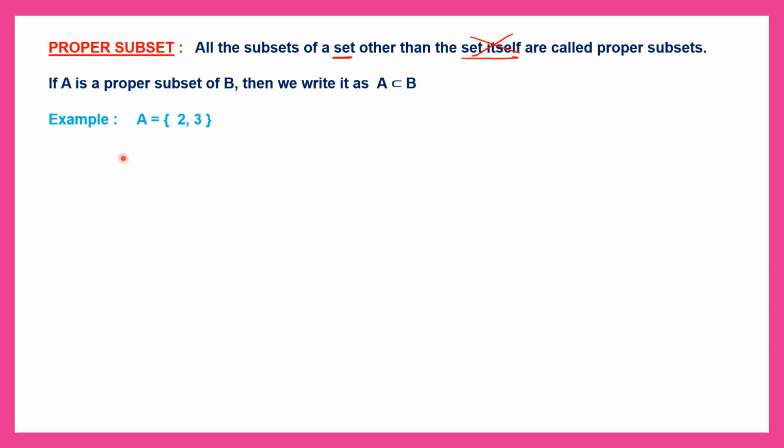So here, if we take an example, A is equal to 2 and 3, then what will be the proper subsets? Like I said, start with an empty set, then write the first element, write the second element. Now, if we are writing subsets, we write this whole set also, isn't it? Because every set is a subset of itself. But when you're writing a proper subset, you must not write the set itself. So the proper subsets of set A are these sets.